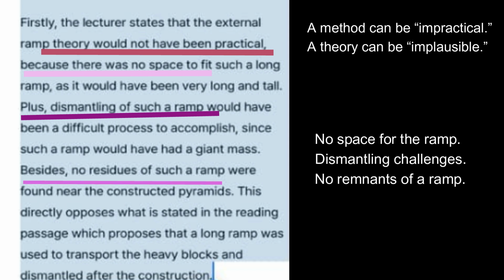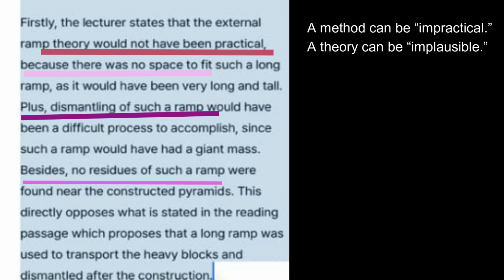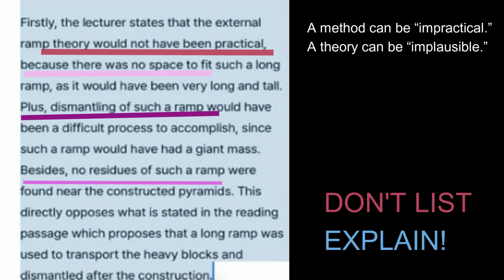Even though all these reasons are given, we as the reader have no idea why the external ramp is impractical, since there is no detail that explains why. Frankly, we have no idea what even the theory is. The ideas are enumerated like bullet points instead of detailed explanations, which is key to scoring high. After reading this first argument, the reader cannot be sure why the external ramp theory cannot be true.